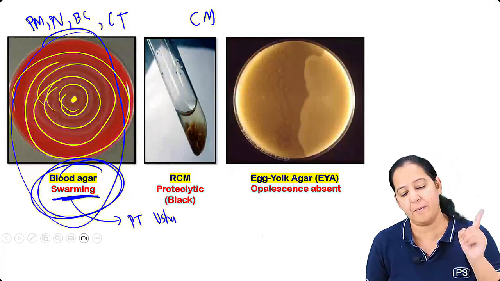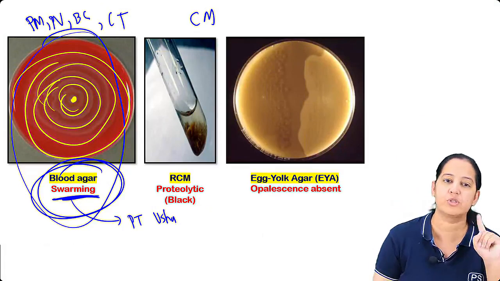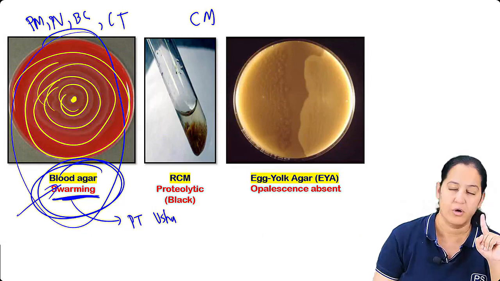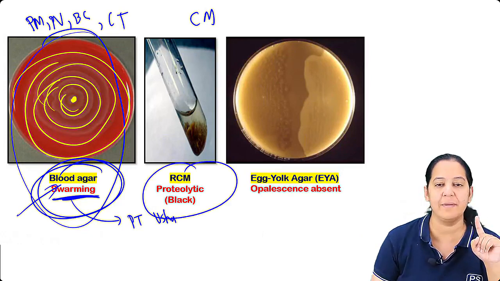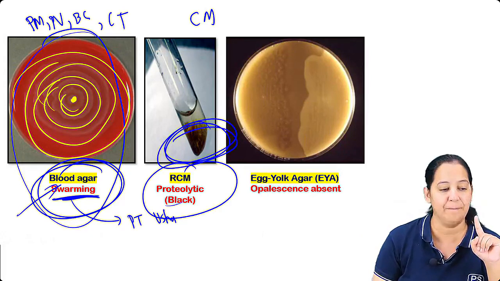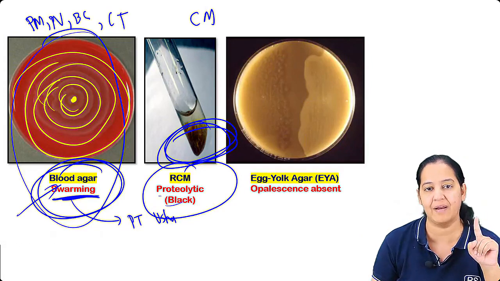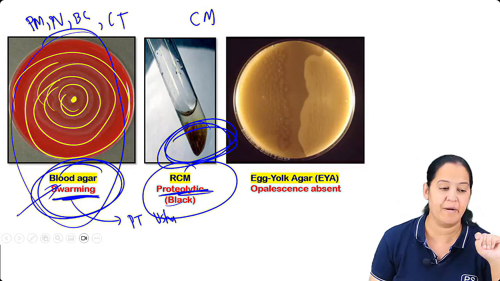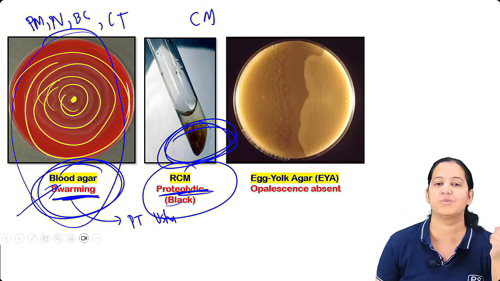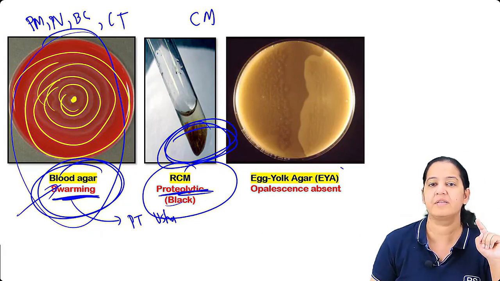So number 1 important point is swarming. Clostridium tetani shows swarming. On RCM, it forms black meat. The meat pieces convert into black color, that is, it is proteolytic. Remember, Perfringens was saccharolytic. This one is proteolytic. The third is the egg yolk.